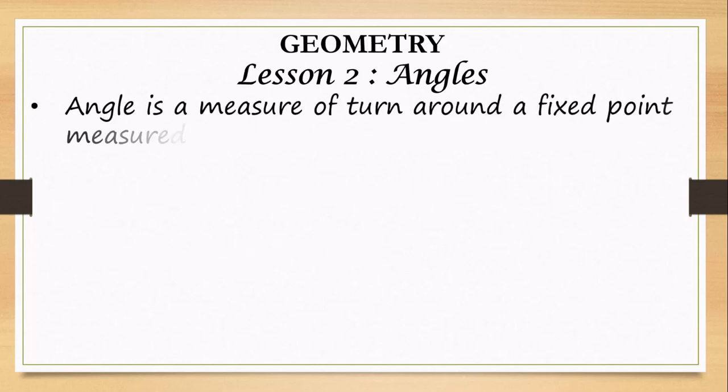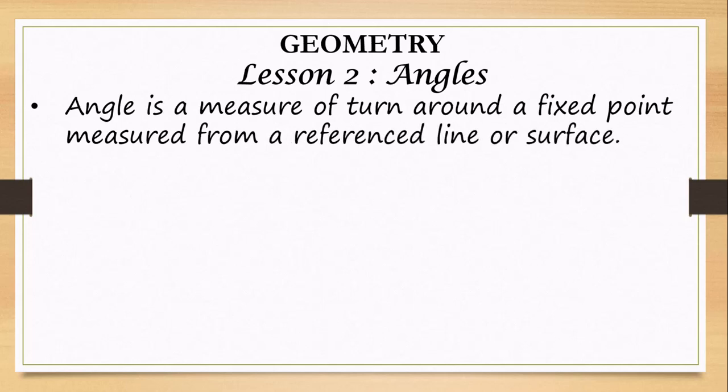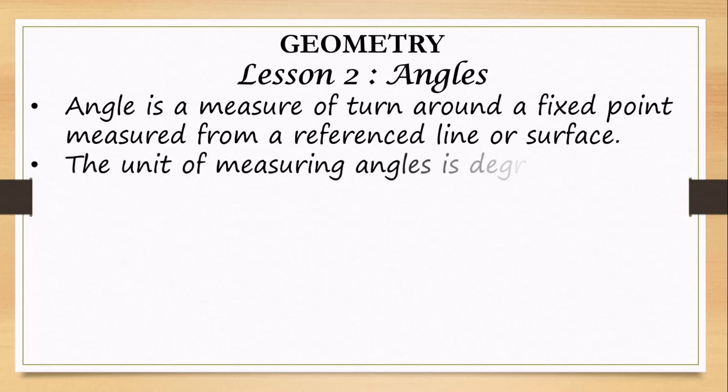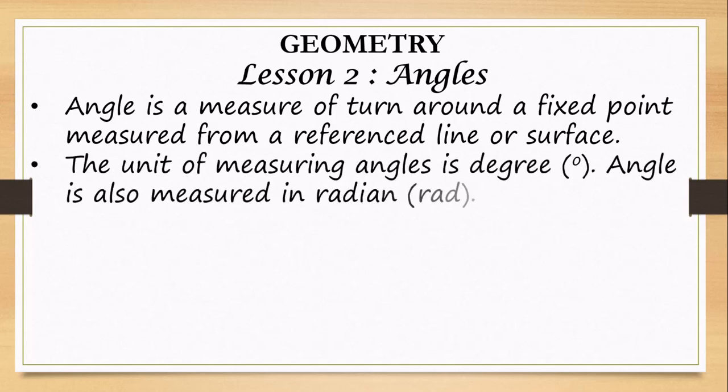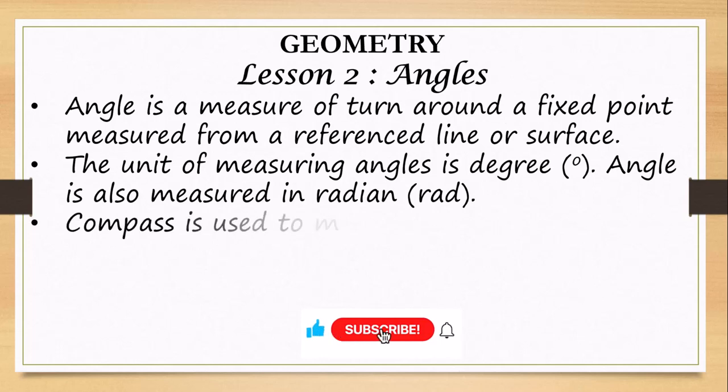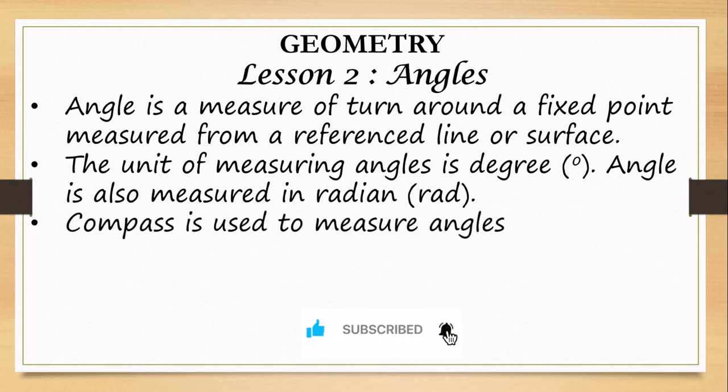Angle is a measure of turn around a fixed point measured from a reference line. The unit of angle is degree or radian. So you can measure angle in degree, you can measure in radian. Today's topic will concentrate on degree. Compass is an instrument used to measure angle. So we use compass to measure angles. Take note of that.